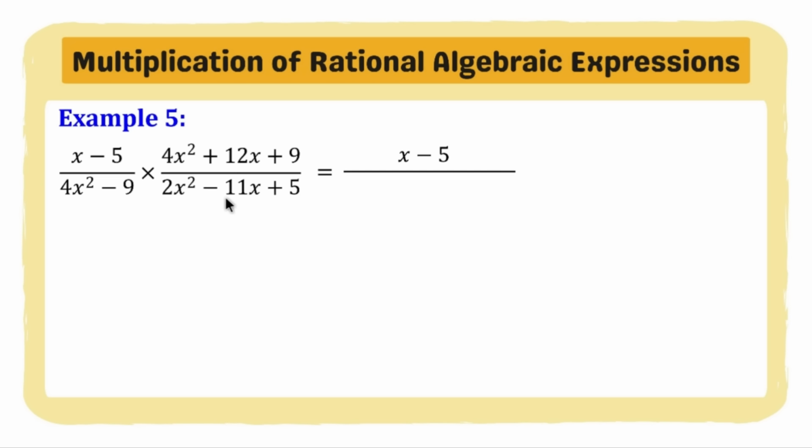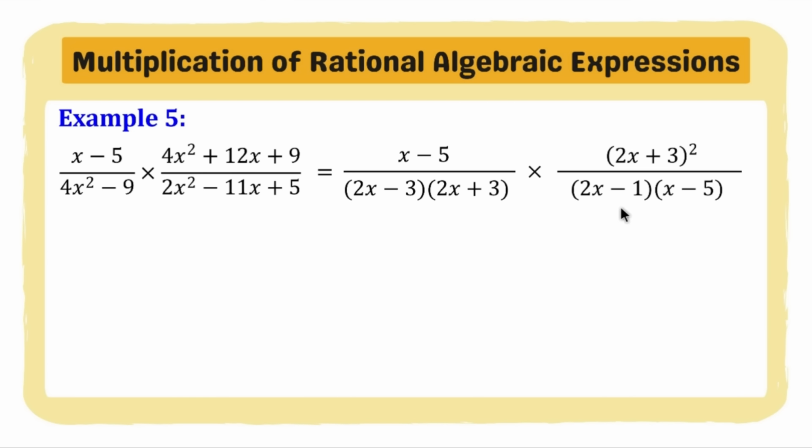So we have here the first one, x minus 5, hindi na po siya pwedeng i-factor. Next, we have 4x squared minus 9, we can factor it out. So we have 2x minus 3 times 2x plus 3. This is now difference of two squares. Okay? Special product din po ito. Next, 4x squared plus 12x plus 9. Ang factors po nito ay 2x plus 3, the quantity raised to 2. Ibig sabihin, this is also a special product called the square of binomial. Next, we have 2x squared minus 11x plus 5. Ang factors naman niya ay 2x minus 1 times x minus 5.